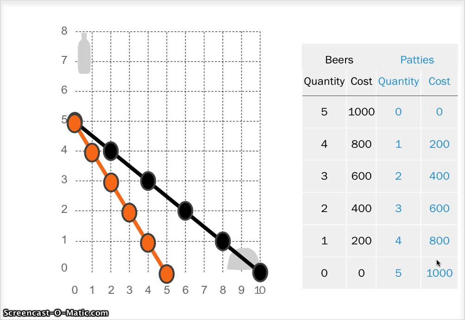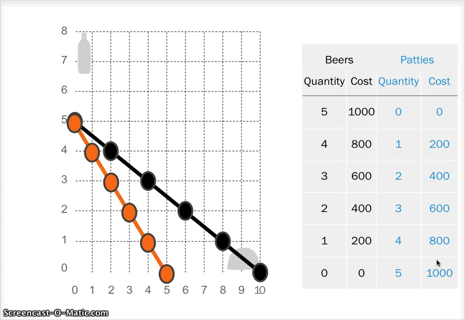Why are we saying this again? Patties have become more expensive, so I can now afford fewer patties given my income. The quantity of beer would not change because the price of beer is the same. The budget line pivots in.